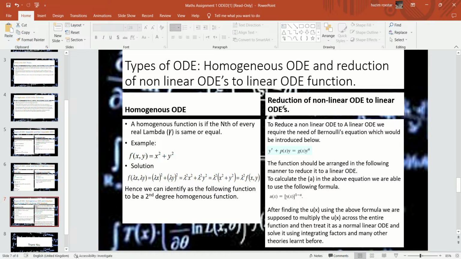To reduce a nonlinear ODE to a linear ODE, we require the Bernoulli equation, which is introduced below. And then a function should be arranged in the following manner to reduce it to a linear ODE. To calculate the a in the above equation, we are able to use the following formula. And after finding the ux using the above formula, we are supposed to multiply the ux across the entire function and then treat it as a normal linear ODE and solve it using integrating factors and many other theories learned before.